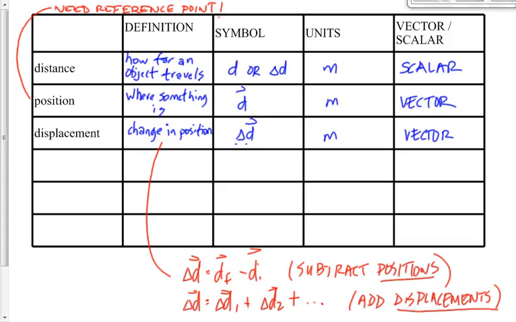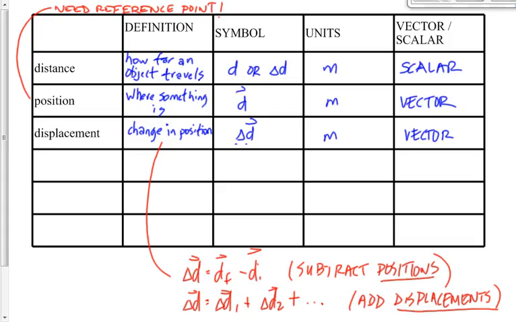I walk 3 kilometers to the north. Is that a position or a displacement? Displacement. Right? It's change in position. So I would add that to another displacement to get a total displacement. I bike 12 kilometers to the west. Position or displacement? Displacement.